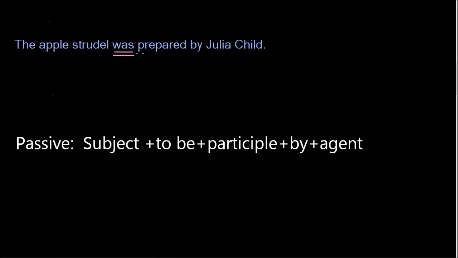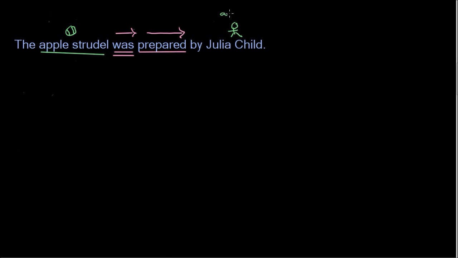We've got a verb, was prepared. Was is the past tense of be, to be, and prepared is the participle form, past participle form. And apple strudel is our subject. The apple strudel isn't doing anything. It's just being prepared by Julia Child, who in this case is the agent, and we have what is called a passive voice. The agent is acting on the apple strudel, the subject.